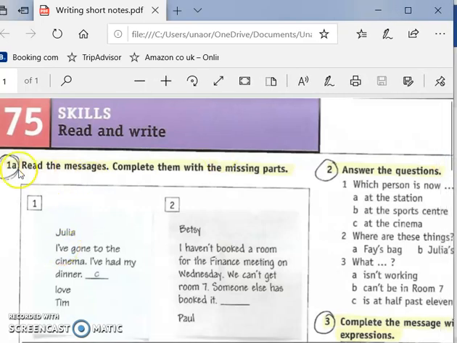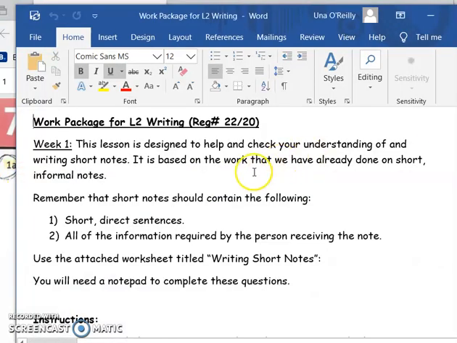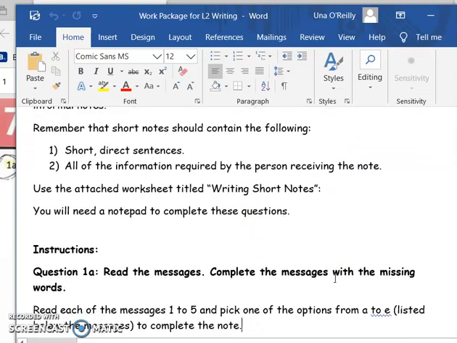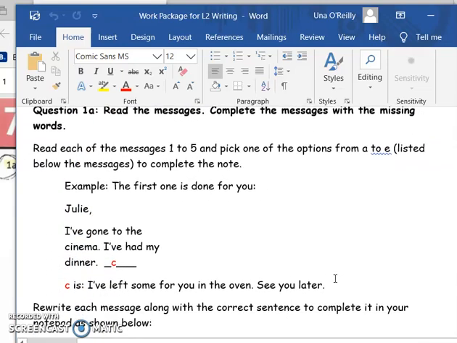Okay, so question 1A, I had asked you to do that. Just looking briefly at the notes, I said that this lesson was designed to help and check your understanding of and writing short notes based on the work that we've already done. So remember that short notes should contain short direct sentences and all of the information required by the person receiving the note. Okay, just moving down here, question 1A. So that's what we're going to look at now.